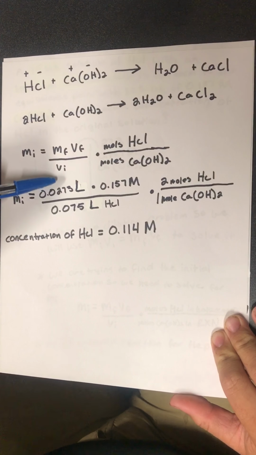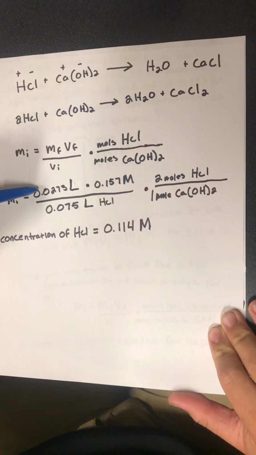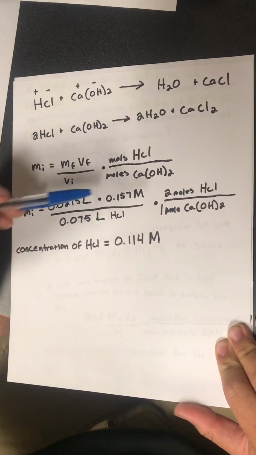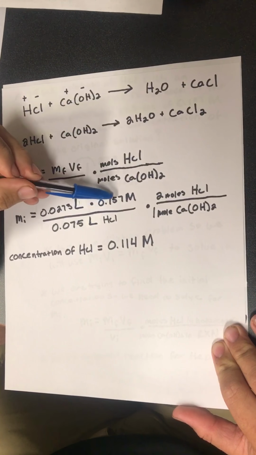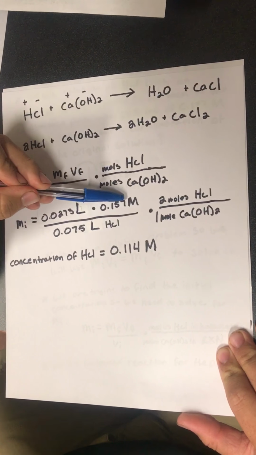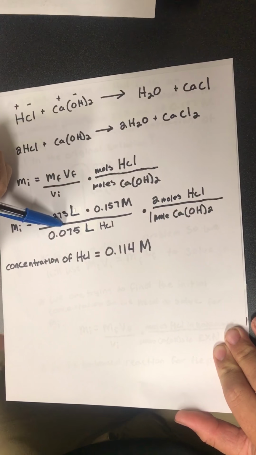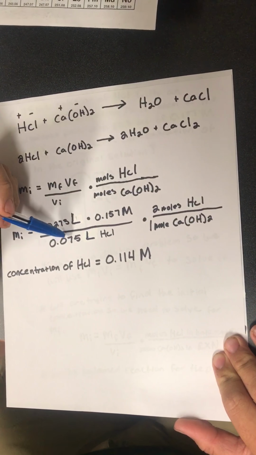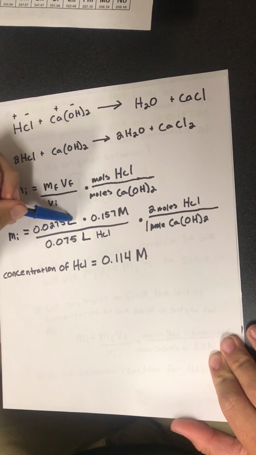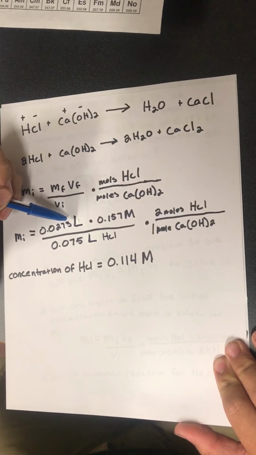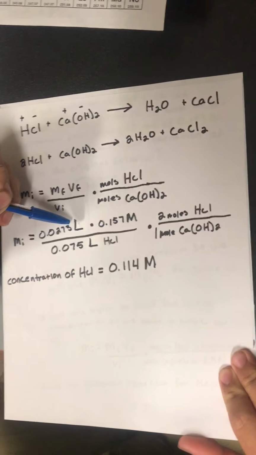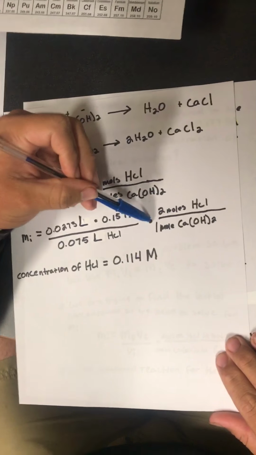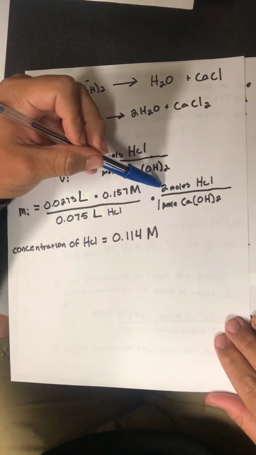We do that by plugging them in to where 0.0273 liters of calcium hydroxide times 0.157 concentration or molarity of calcium hydroxide divided by the volume of HCl, which is 0.075 liters. It is important to always remember to convert from milliliters to liters, or the answer you get will be wrong. After you plug those numbers in, you want to multiply by the stoichiometry from the balanced reaction.